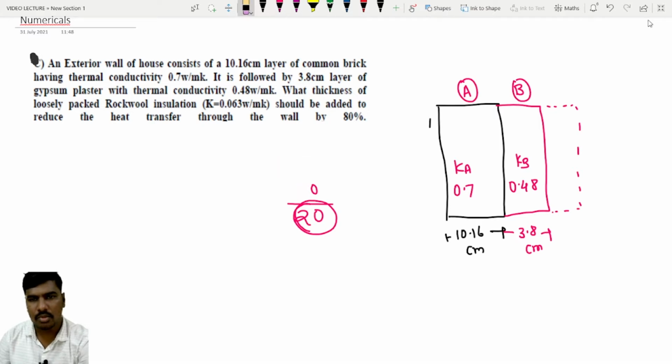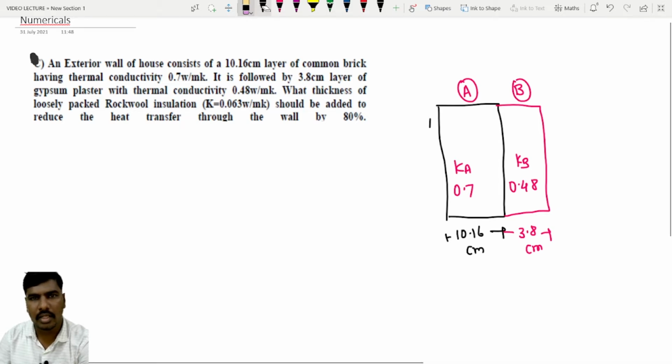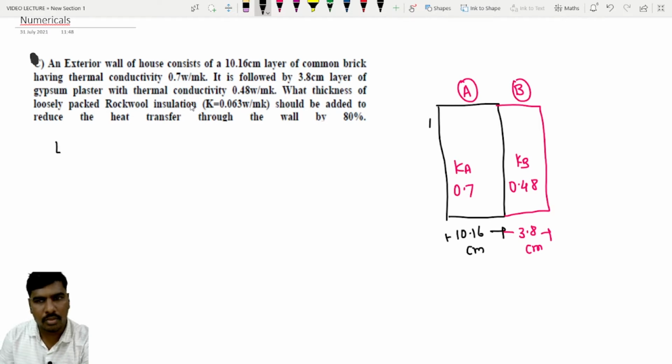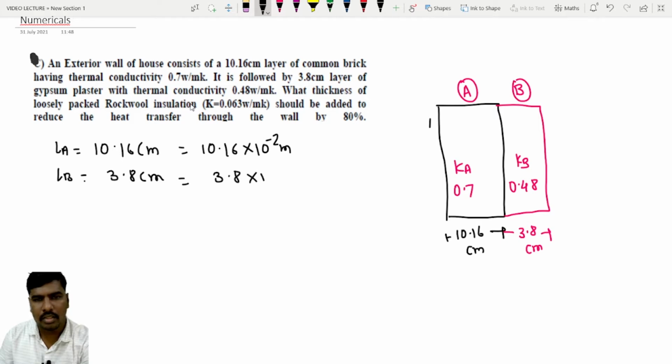So let's start solving the problem. First we will calculate the heat transfer with the present condition. Here the exterior wall of the house is given 10.16 centimeter. So I will take La thickness as 10.16 centimeter. Convert that into meter, 10.16 into 10 raised to minus 2 meter. Then Lb, thickness of wall B, is 3.8 centimeter. Convert that into meter, 3.8 into 10 raised to minus 2 meter. Then thermal conductivity of the first layer, the common brick layer, is 0.7 watt per meter degree Kelvin, and Kb is 0.48 watt per meter degree Kelvin.